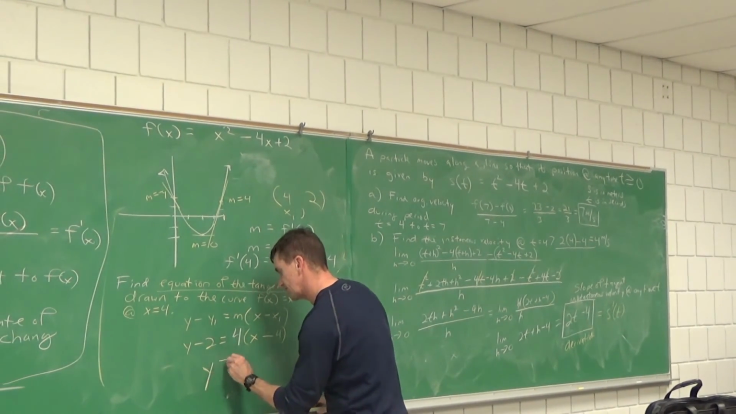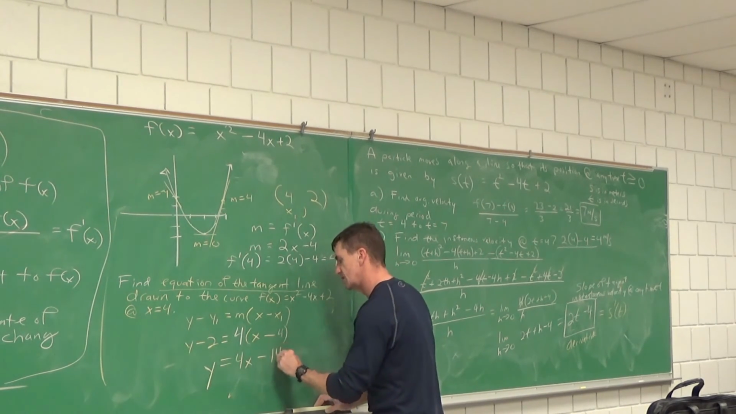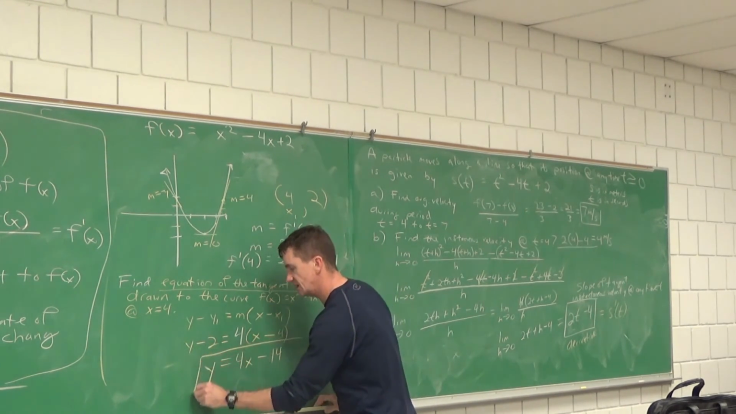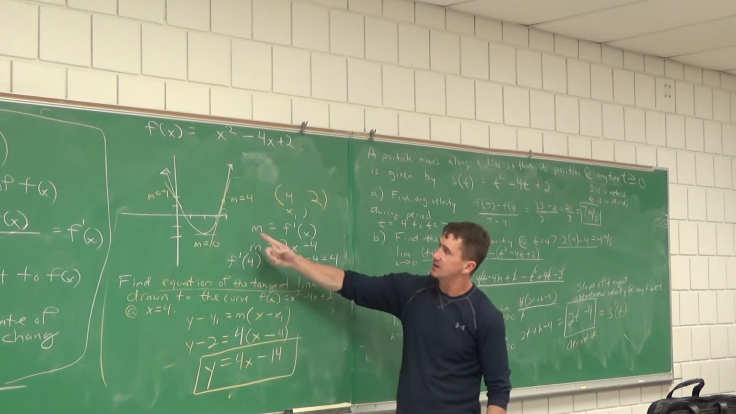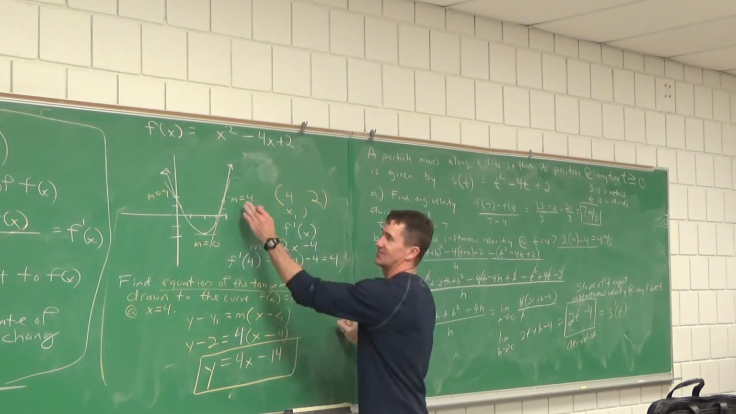So everyone, I'm going to distribute this. 4x minus 16 plus 2 minus 14. And there it is. Now, what is this representing? The equation of which line? So let's label it. If you're going to put it in your notes, which one of these 3 lines? It's this line right here with the m equals 4.